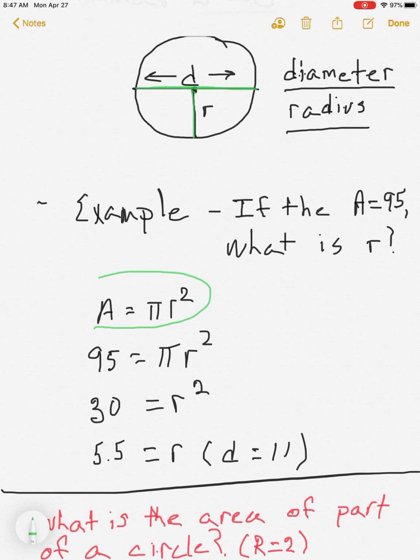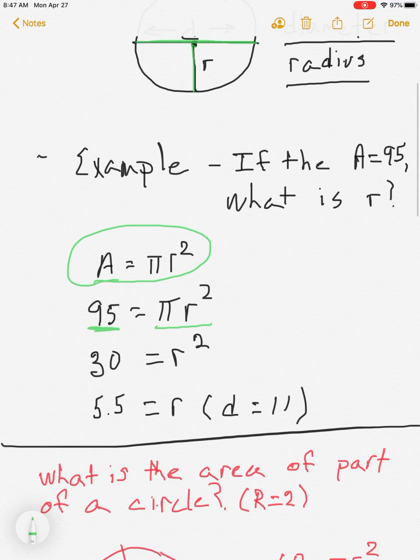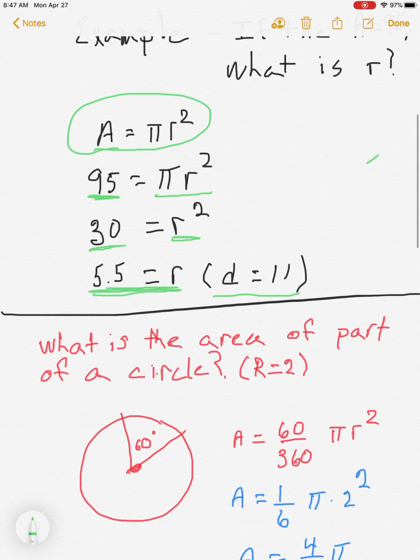So beginning with the formula, area is pi r squared. We're being told that the area is 95, so 95 is pi r squared. We divide both sides by pi, 3.14. We find that the radius squared is about 30. We take the square root of 30, and we find that the radius is 5.5. If the question furthermore was what's the diameter, of course we would double the radius of 5.5. 5.5 times 2 is 11. All right, we've done those kinds of problems before. Let's move on to something new now.